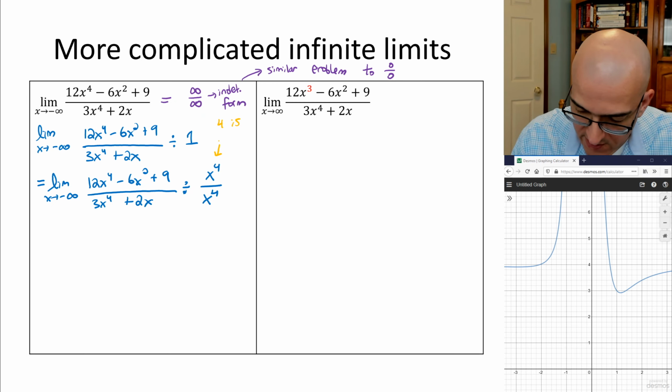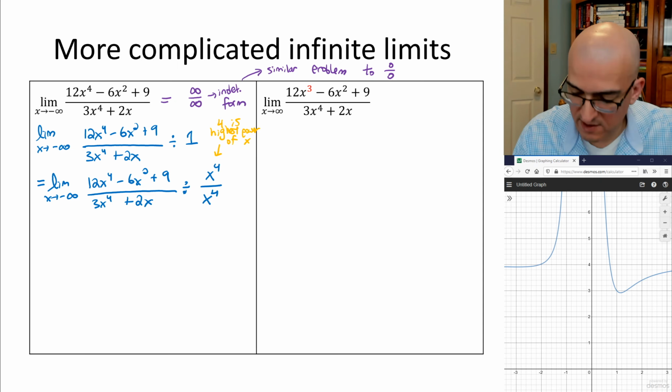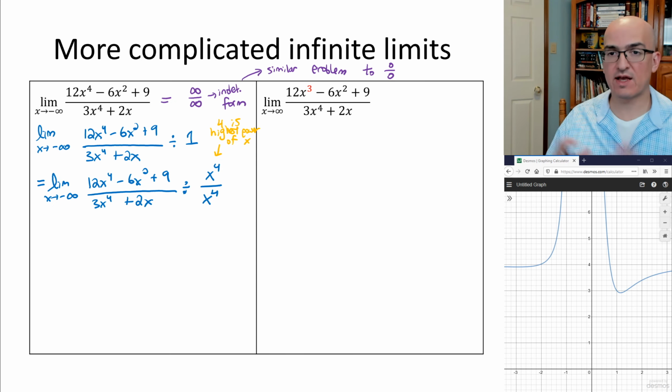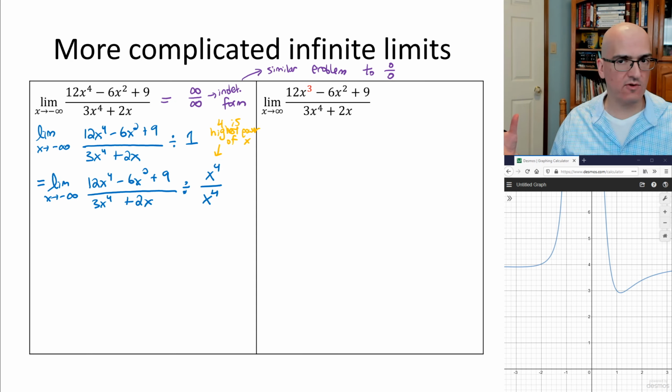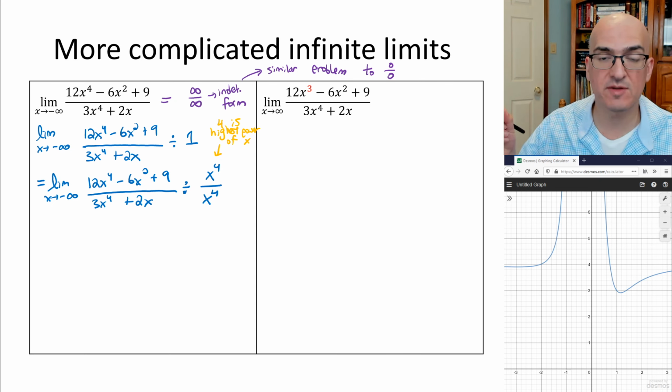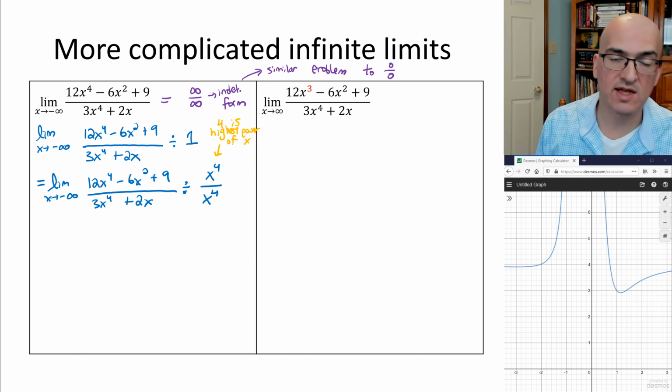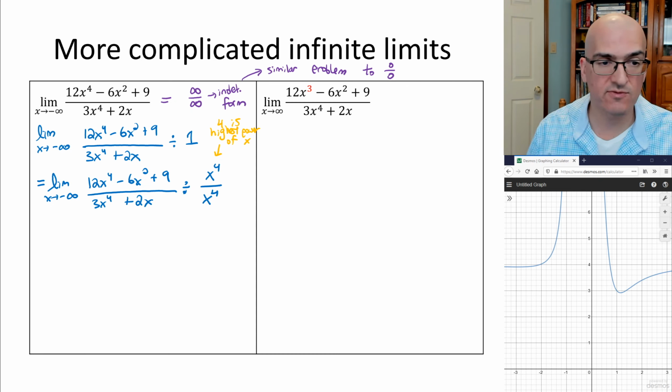4 is the highest power of x. You look for the highest power of x inside the expression. It has to be in fully expanded form. It can't be in factored form. If it's factored, you got to FOIL it all out. You got to expand it all out. Now, after you do that, you look for the highest power of x that appears, and then you divide by x to that power. So in this case, x to the 4 divided by x to the 4.